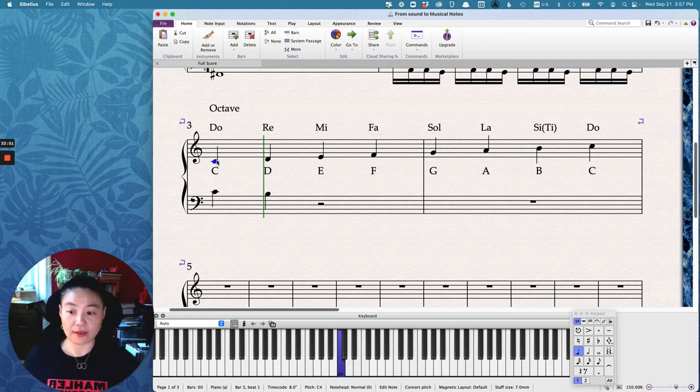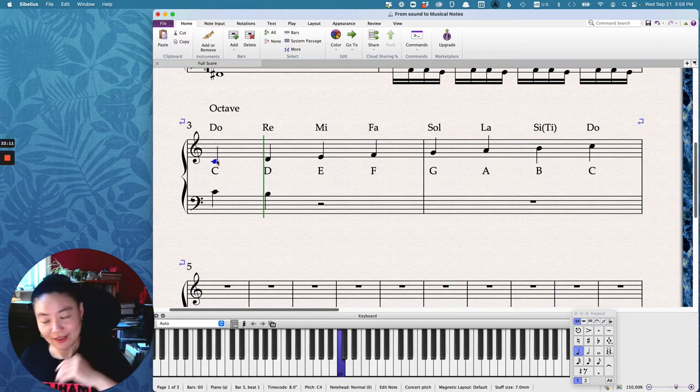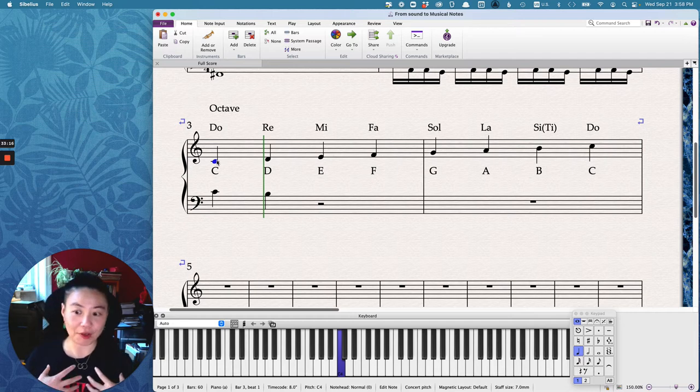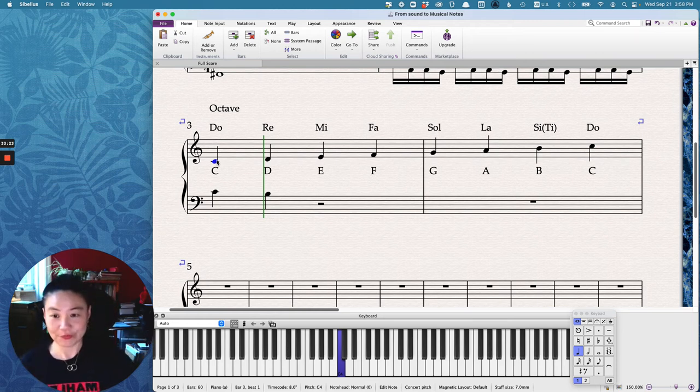So it's a matter of repetition, just like any skill. The more you go through these, the more likely you're going to start to develop intuition about this feeling, the feeling of the C major scale. You're also welcome to do this with me in the letters, but I would suggest doing the solfège first.